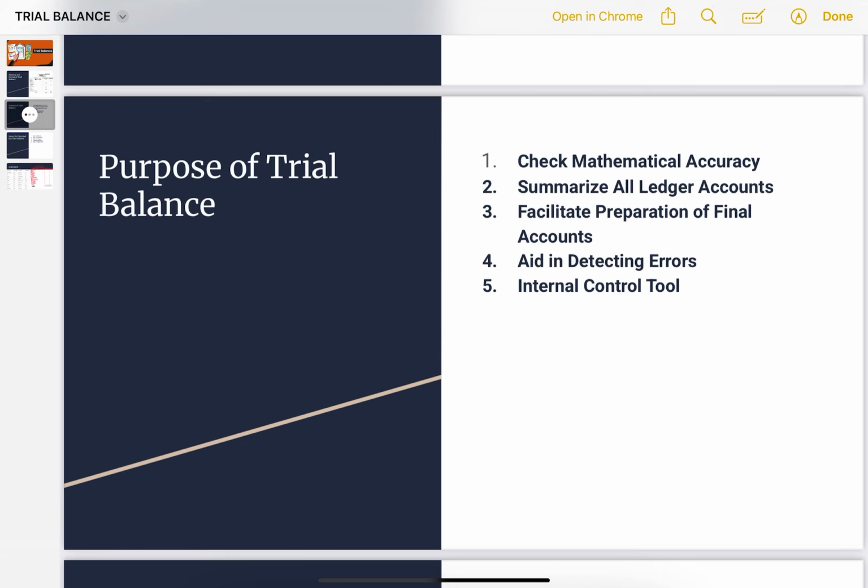Fifthly, it is an internal control tool. It is used by management to verify that transactions are properly recorded. It helps in internal checks and audits. It is useful for detecting fraud or misstatements early.